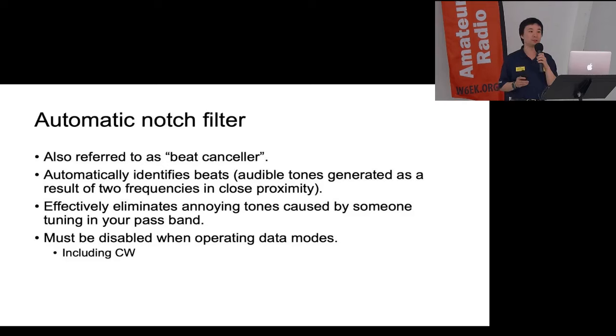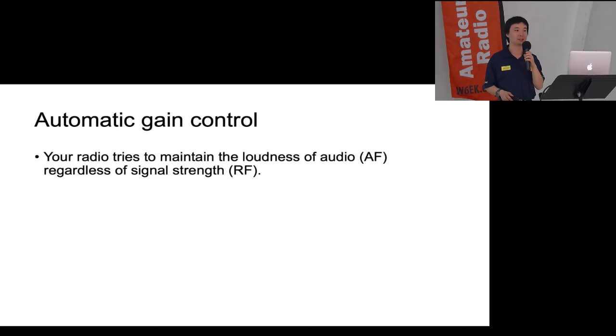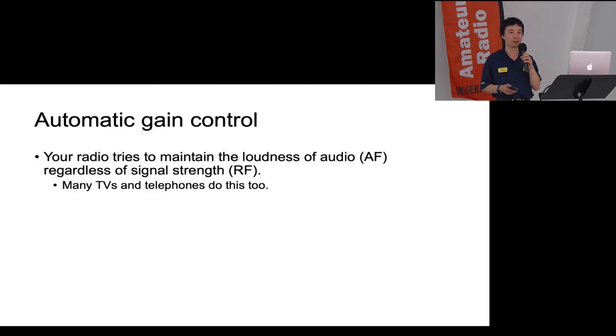And so earlier, you probably heard me mention that even with a notch filter, your signal strength decreases if there's a strong enough signal in your passband. And that brings us to the automatic gain control, which is the reason why that happens. So your radio tries to maintain the loudness of audio signals regardless of signal strength. If you think of what other equipment does this, some TVs have a constant volume function, so when the commercials come up, it doesn't blow your eardrums out after you turn the volume up loud to hear what's in the movie. A lot of telephone handsets do this as well.